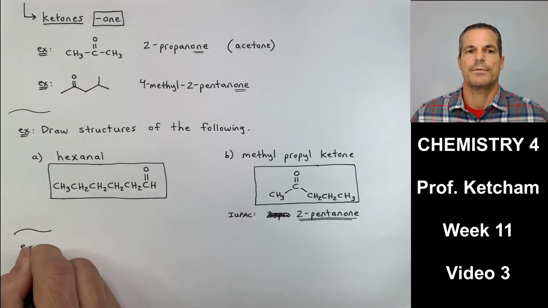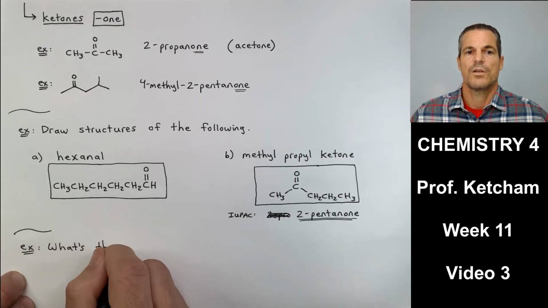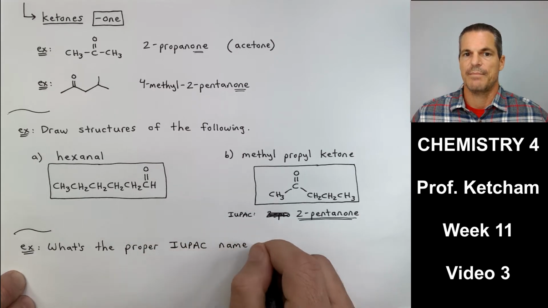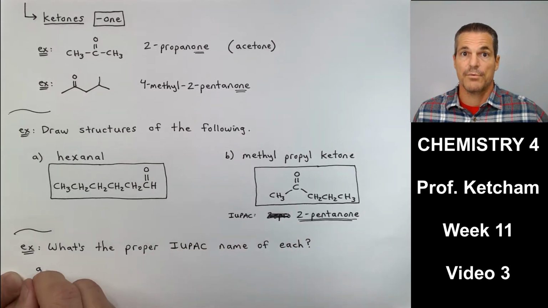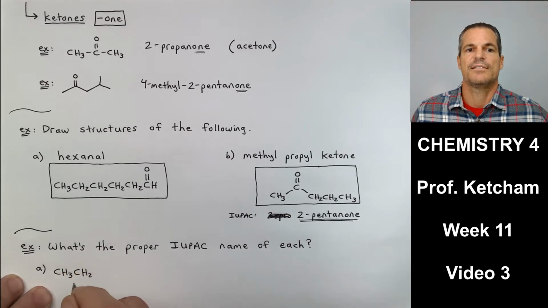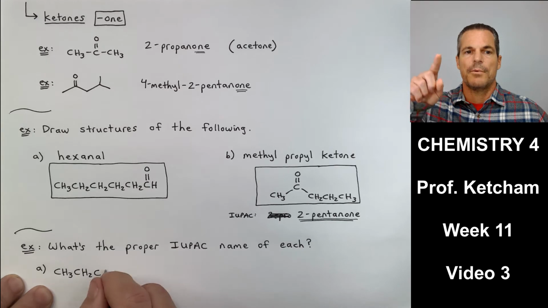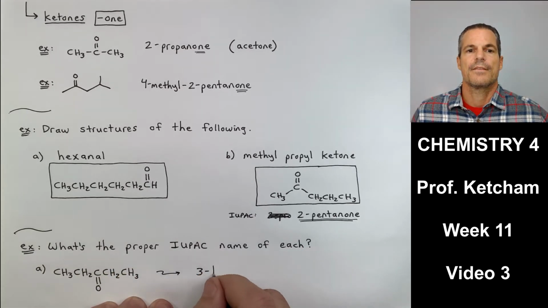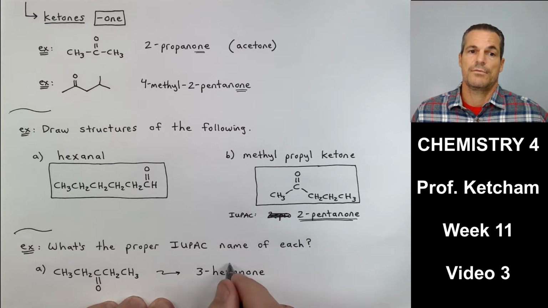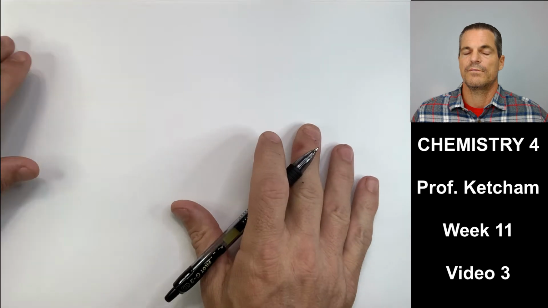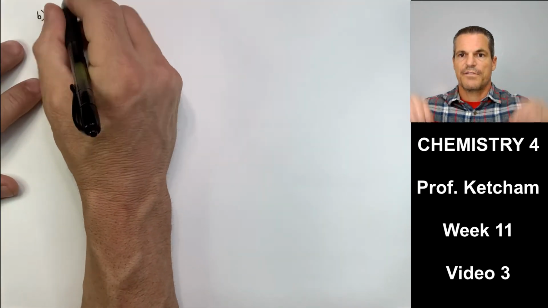All right, next example says, what's the proper IUPAC name? That means not a common name, but the official name using all of our naming rules. What's the proper IUPAC name of each? So A, CH3, CH2, C double bond O, CH2, CH3. This is 3-hexanone, all right? Common name, by the way, would have been diethyl ketone. If you look at it, you see 2 ethyls coming off the ketone.